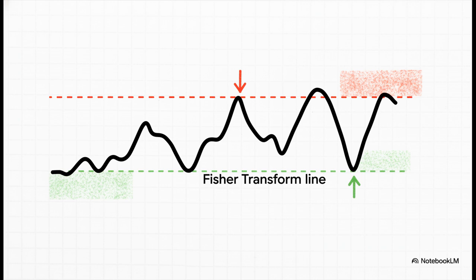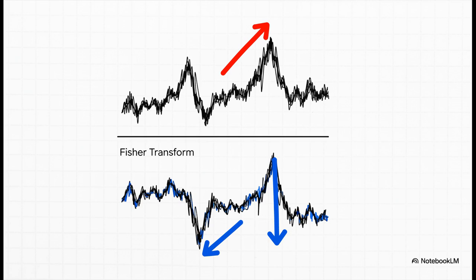And this one is a bit more subtle, but man, is it powerful. Divergence is when the price and the indicator start telling you 2 different stories. So imagine the stock price is pushing up to a brand new high, but at the same time, the Fisher transform is making a lower high. That's a classic bearish divergence. It's a huge warning sign that the momentum is fading and a reversal might be just around the corner.